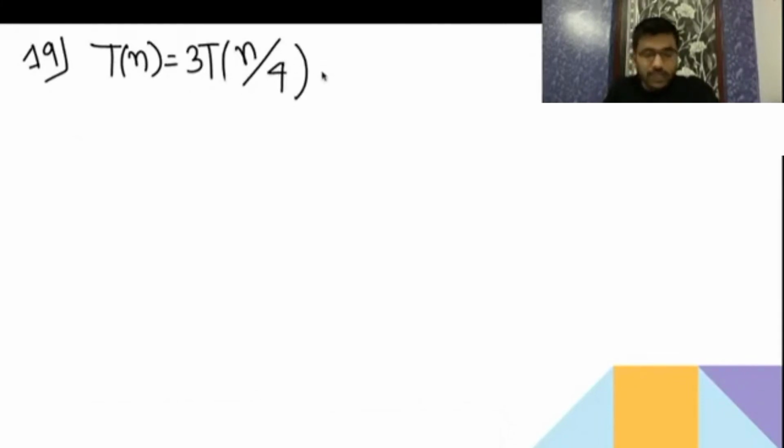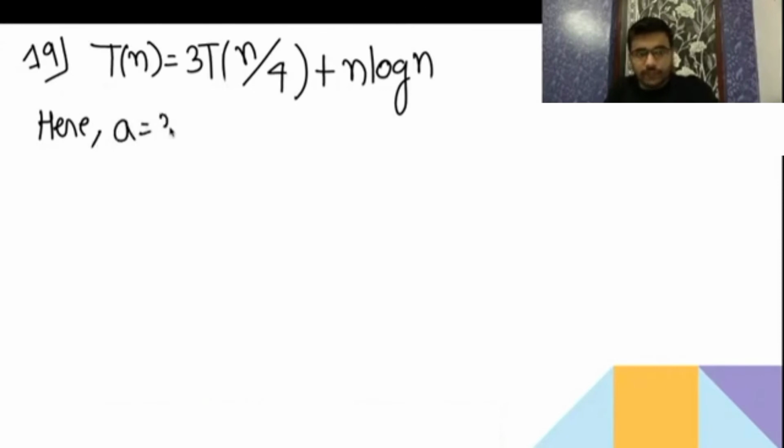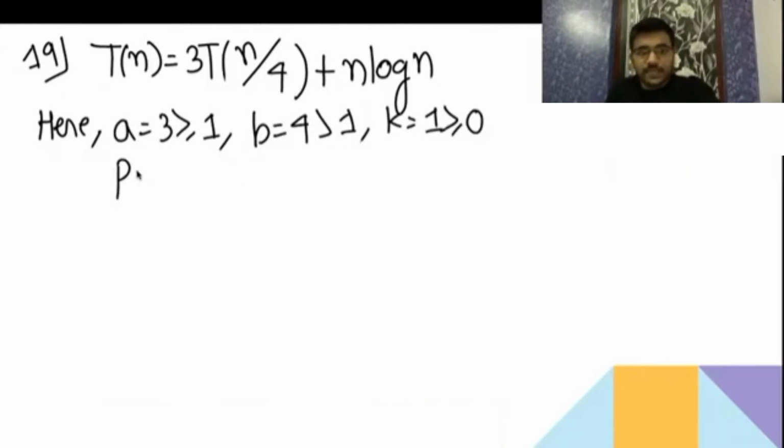So 19 is Tn is equal to 3T(n/4) + n log n. This was all the questions as the homework. So here a is equal to 3, which is greater than or equal to 1, b is equal to 4, which is greater than 1, k is equal to 1, which is greater than or equal to 0, and p is equal to 1. It can be any real number.